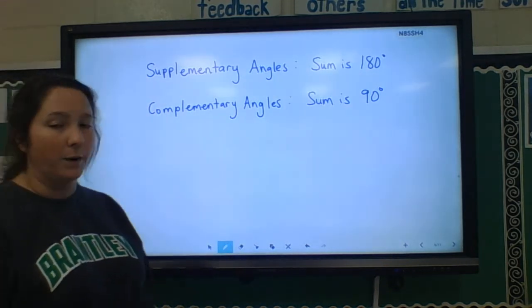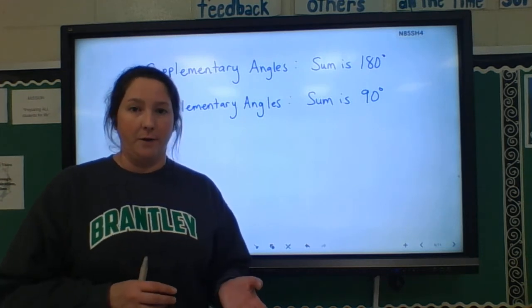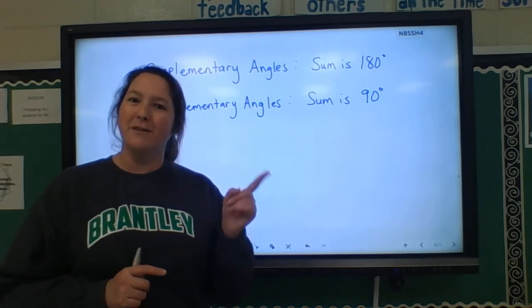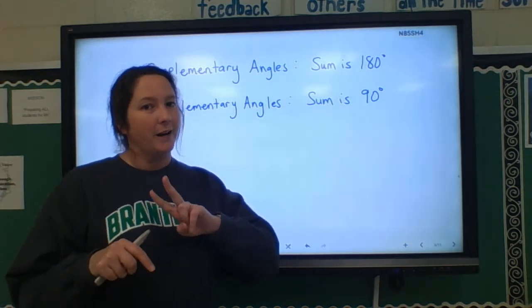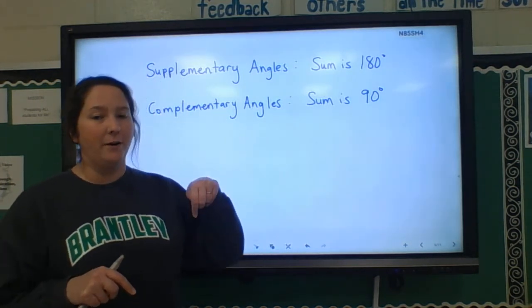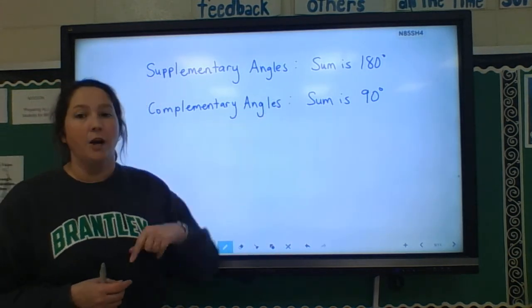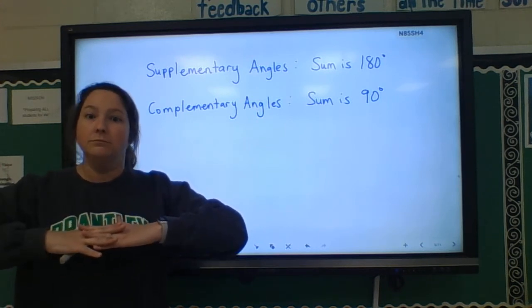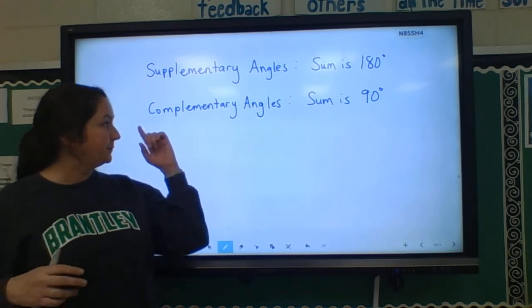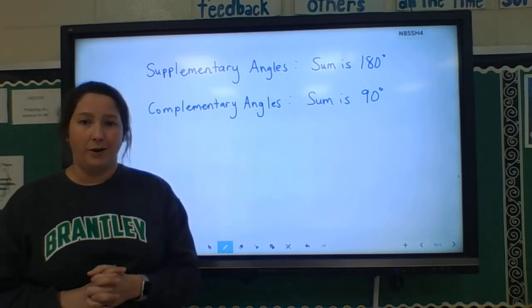All right, so what we're going to do today is supplementary and complementary angles. Remember, from your vocabulary, those are 2 words on there. Supplementary is when I add my angles together, they equal 180 degrees, a straight line when I add the 2 together. Complementary angles, the sum is 90 degrees.